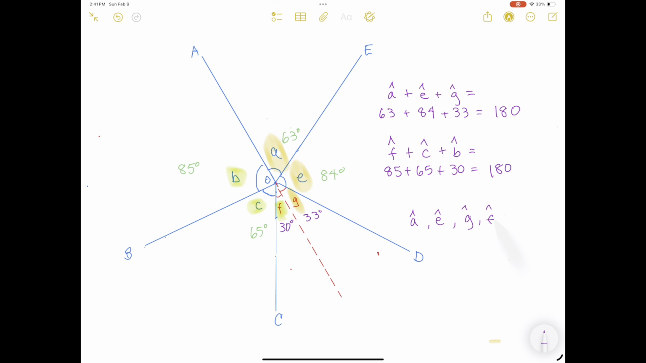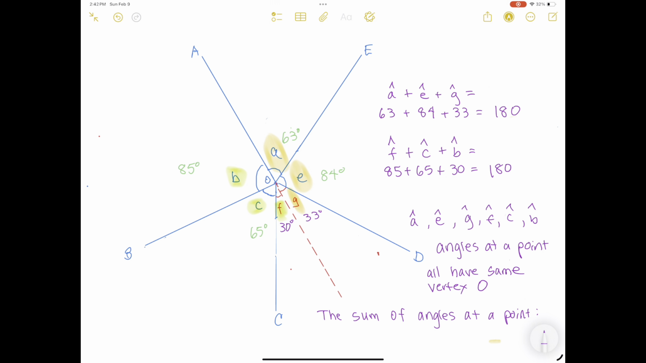All of these angles of this figure, angle A, angle E, angle G, angle F, angle C, and angle B, are angles which converge at a point. They all have the same vertex, O, and they are called angles at a point. We can see from this figure that the sum of the angles at a point is 360 because we add those previous adjacent angles on the straight line, both of which added up to 180, and when we add those together, we get 360 degrees.